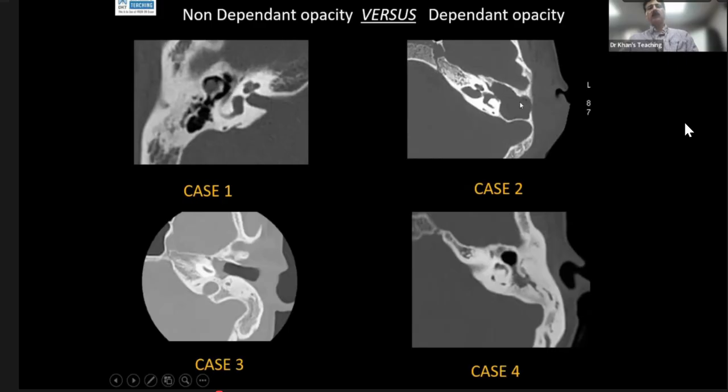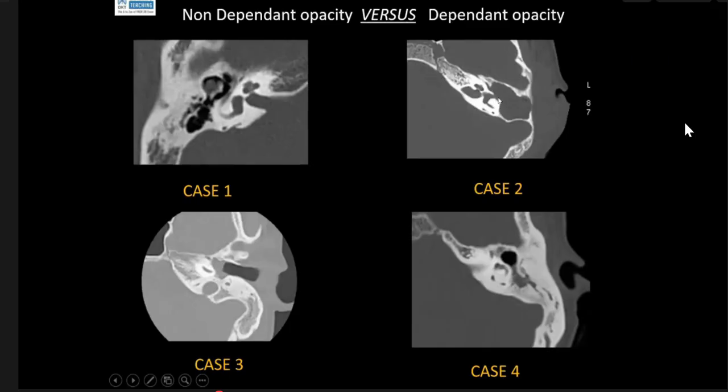Now look at this case where there is opacity here and there is a bit of erosion of this structure. What is this structure? Candidate 2? That's the scutum. You see, we are at the level of the lateral semicircular canal. This is the lateral semicircular canal, just like this. And on an axial slice, there is a bit of erosion.